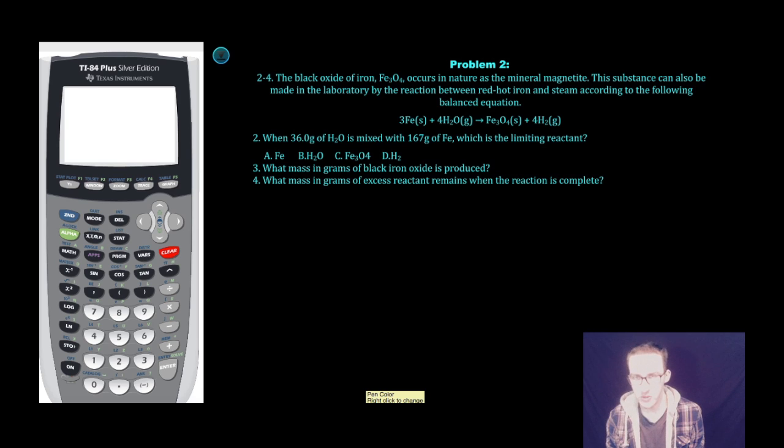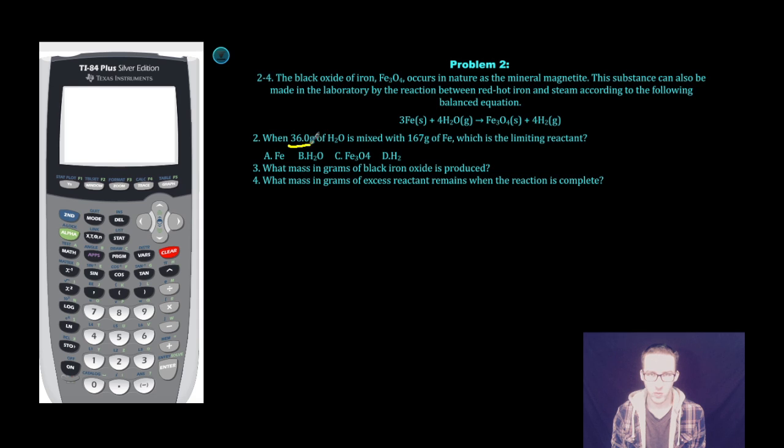Take a look at problem number 2 and dive a little deeper into the idea of excess and limiting reactant. It says the black oxide of iron, Fe3O4, occurs in nature as the mineral magnetite. This substance can also be made in the laboratory by the reaction between red-hot iron and steam, according to the following balanced equation. Woo! Two balanced equations in a row. This is when 36 grams of H2O is mixed with 167 grams of iron. Which is the limiting reactant?